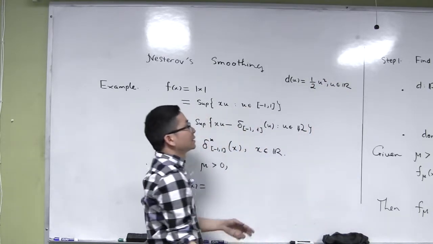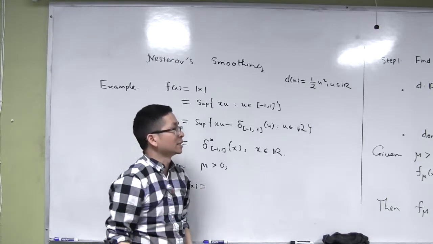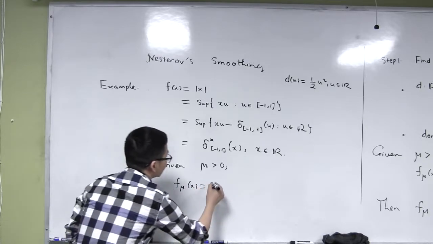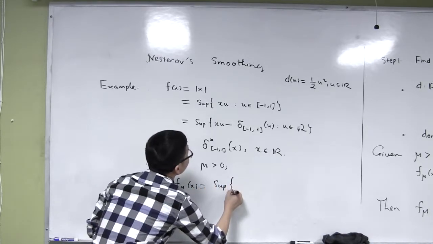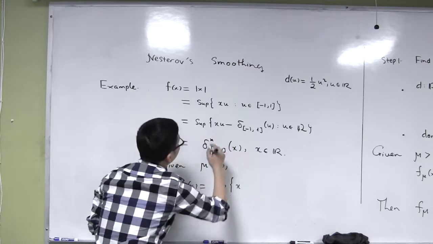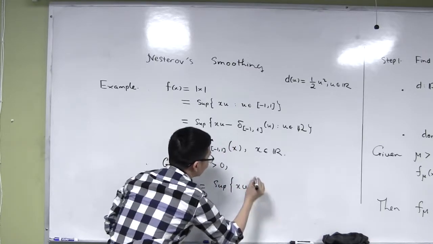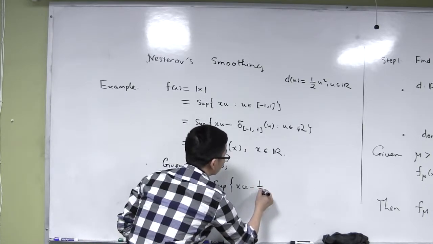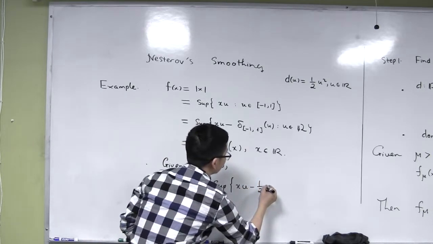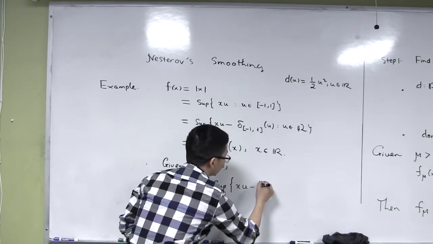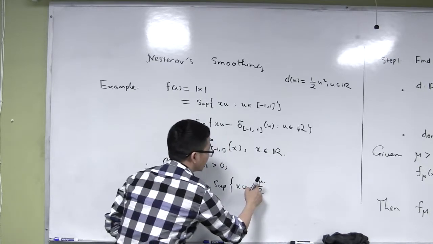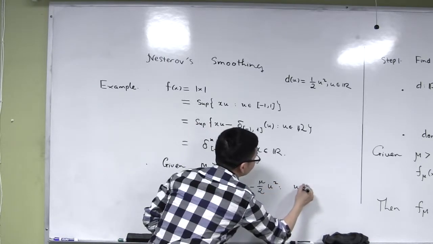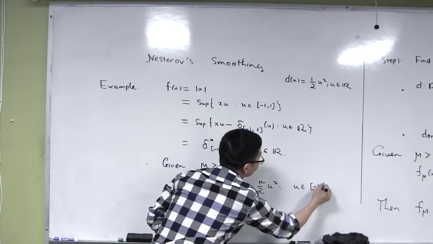This function satisfies all of the conditions given in the first step. Okay, so f of mu is the supremum of x times u minus 1/2 times u squared, and you multiply by mu. So mu over 2 times u squared, where u runs in the interval minus 1, 1.